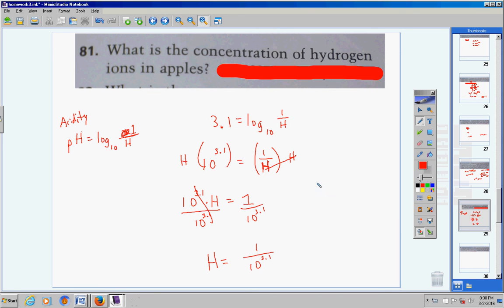Now with your calculator, students, you can type in your 1 up top, so hit 1, then hit divided by, because it's a fraction, then put a parenthesis, and put 10, arrow, 3.1, and close your parenthesis, and hit enter. And you should get something like this on your screen. 7.94321.